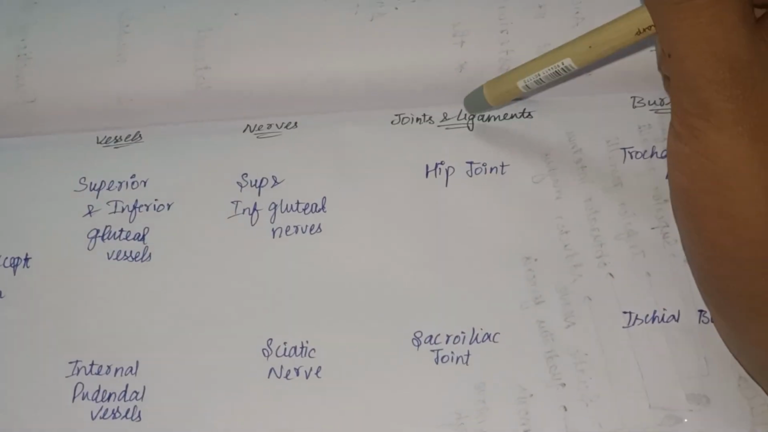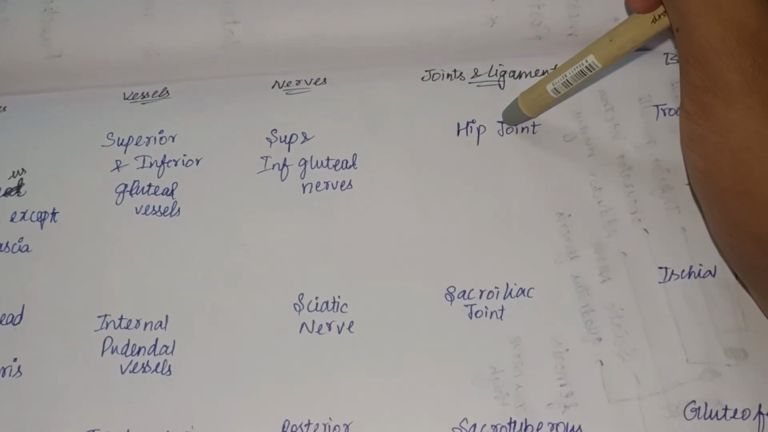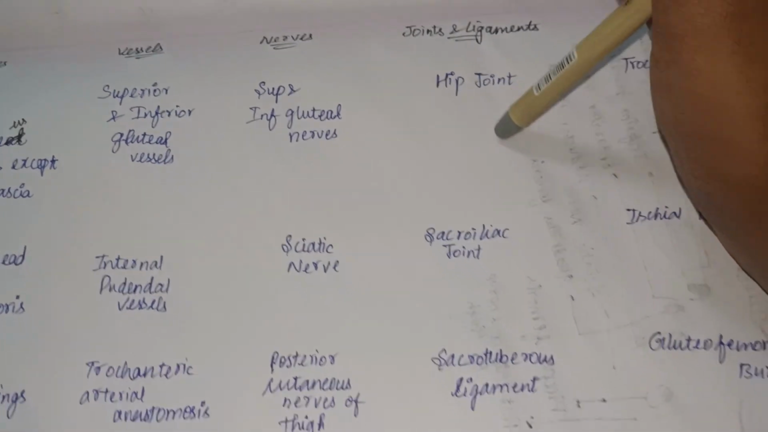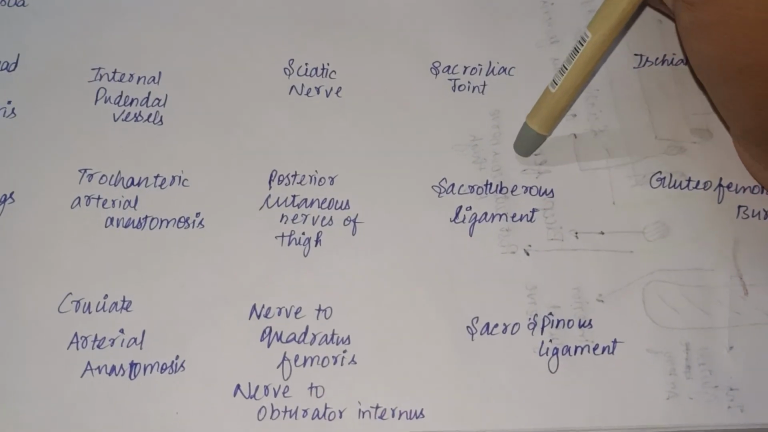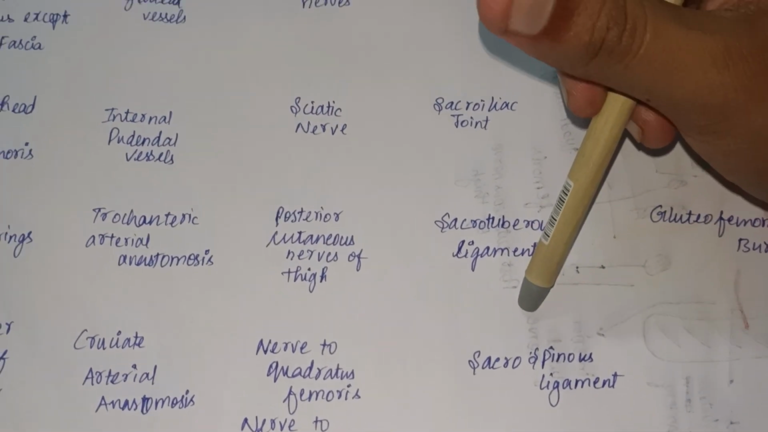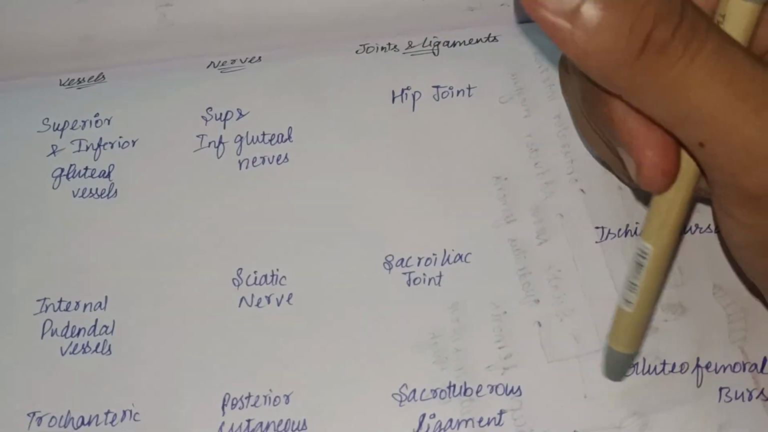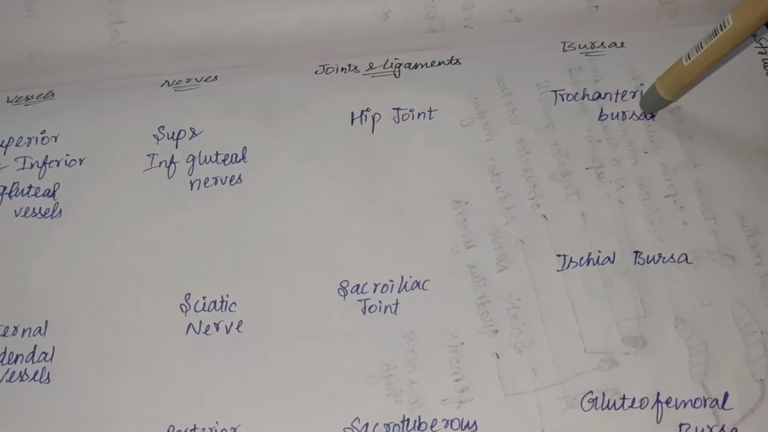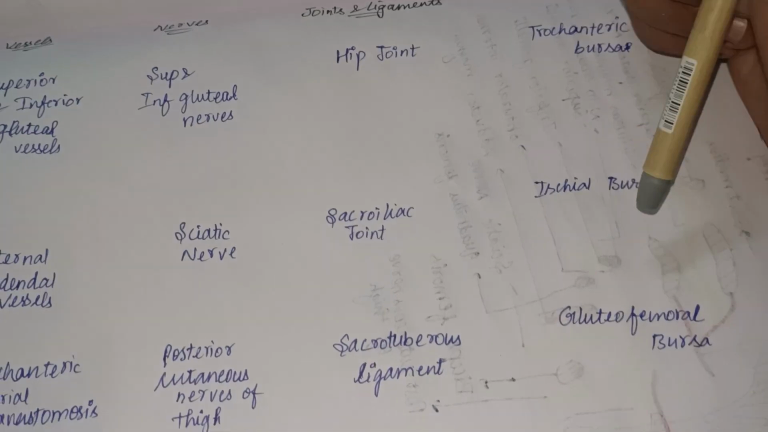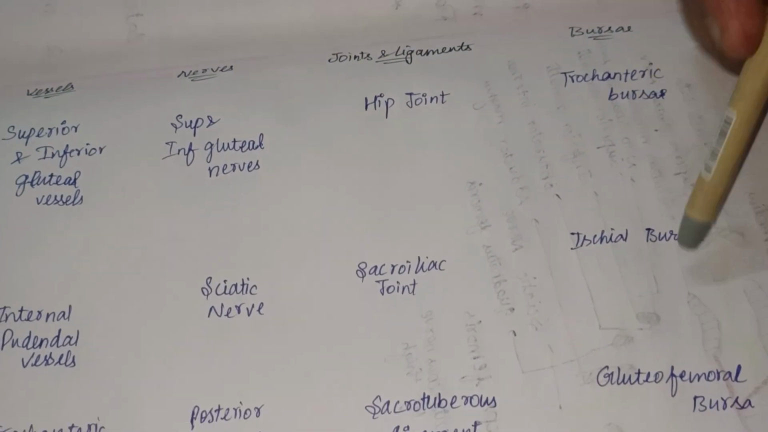Okay, next, joints and ligaments: hip joint, sacroiliac joint, 2 joints and 2 ligaments, sacrotuberous ligament, sacrospinous ligament. So there are 2 joints and 2 ligaments. Next, bursae: trochanteric bursae, ischial bursae, gluteofemoral bursae. So there are 3 bursae.